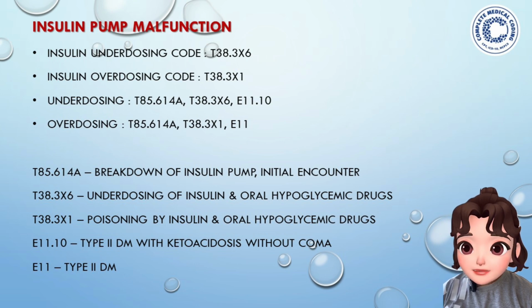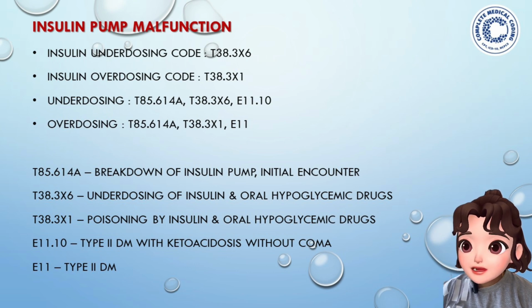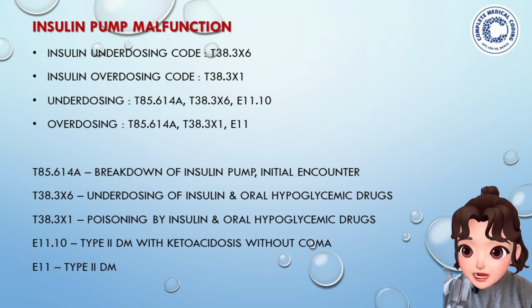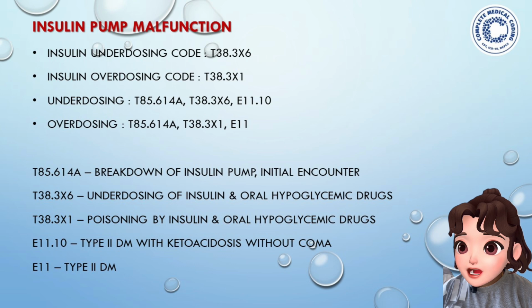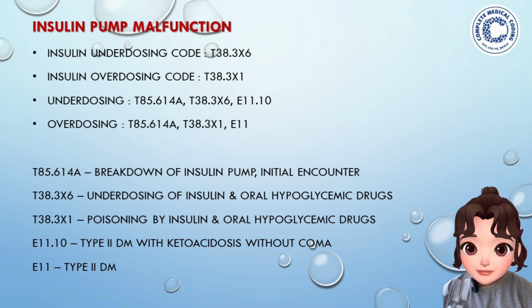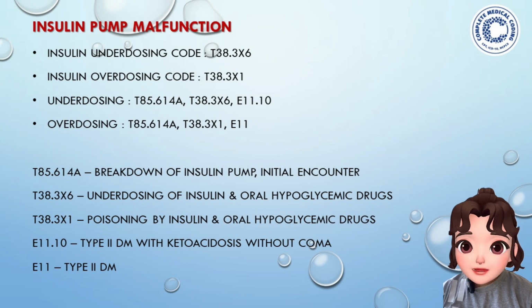So there is one example for underdosing and overdosing. Underdosing means, this example I have given with 3 different codes. This is the order of how to use codes during an insulin pump malfunction. If it is underdosing, first you should code T85.614A. See down, I have mentioned what that code represents. T85.614A represents breakdown of insulin pump, initial encounter, followed by underdosing code T38.3X6 and then the DM code E11.10, type 2 diabetes with ketoacidosis without coma.